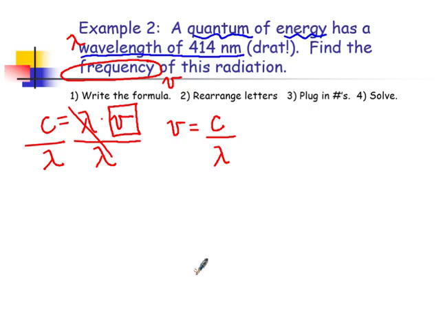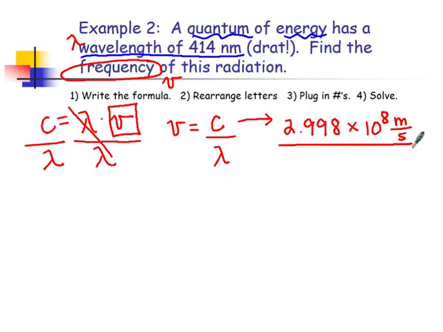So now we start plugging in what we know. The speed of light is the same every day. It's really freaking fast. 2.998 times 10 to the 8th meters per second. We're going to divide that by the wavelength. Now don't write this down because it's going to be wrong. I'm going to put it there anyway just to show you what I mean. 414 nanometers. Well, I always check my letters and say, did I set this up right?